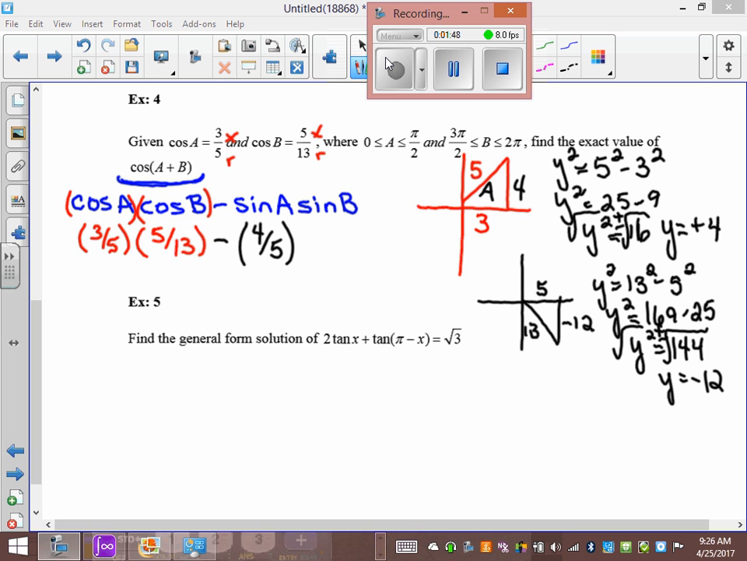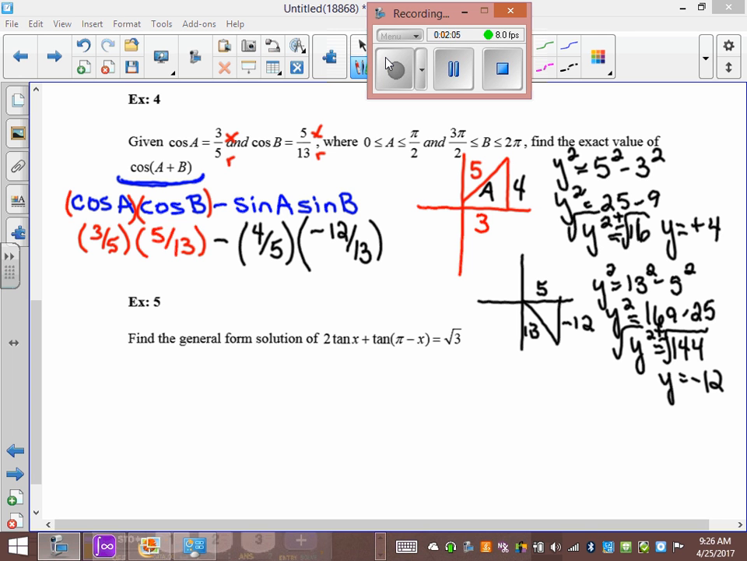So if you didn't want to draw the triangles because you can actually visualize where that is and you know that's a negative y, that's fine. But you need to know to check for your signs, right? Because when you do the square root of anything, it's plus or minus. So this one's going to be negative 12 over 13.